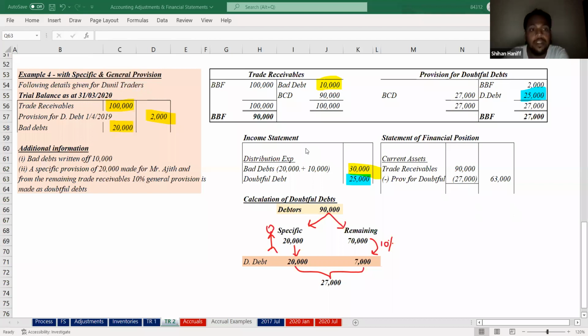Now the next part is that sometimes they will tell you a specific provision becomes bad debt. A specific provision becomes bad debt. Then what is the double entry? I give these double entries, the journal entries.